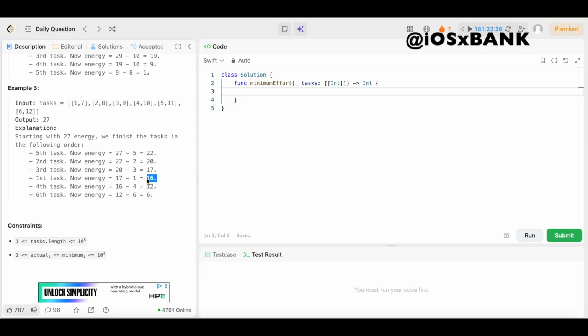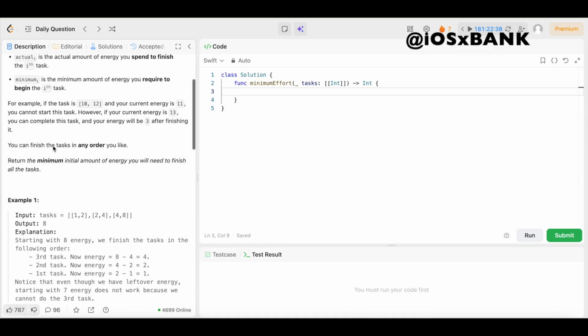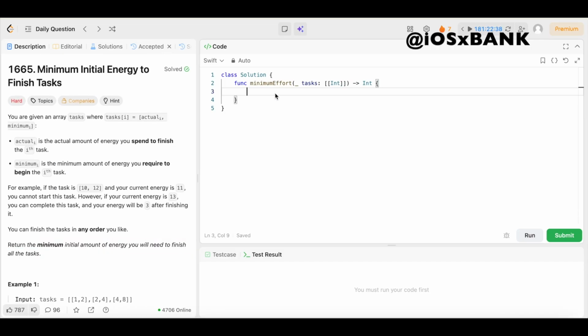Then from 16, now we'll do the 4th task. This 16 minus this 4 is going to give us 12. Then we could do the last task, or the 6th task right here, because we have 12 energy. So we're going to subtract this 6 from this 12. That's going to leave us with 6. But in the end, 27 was the minimum, right? We want the minimum initial amount of energy we'll need to finish all tasks. So boom, y'all. I hope that makes sense to y'all. And now that we understand the question, let's get into the fun part, the actual solution.